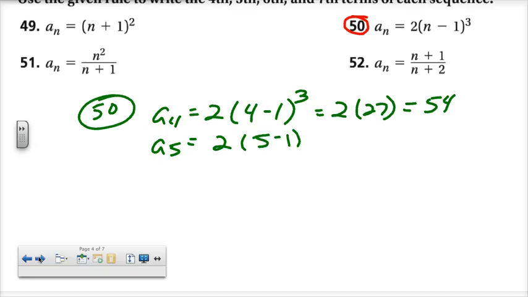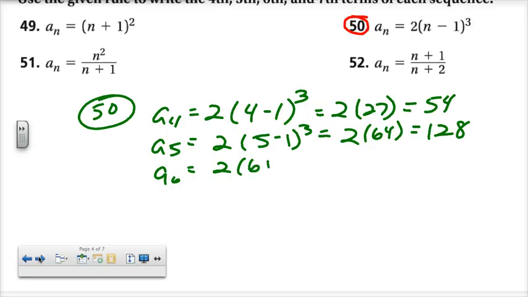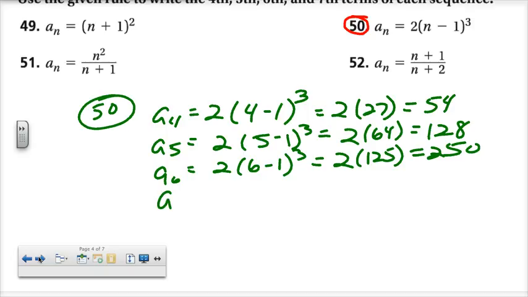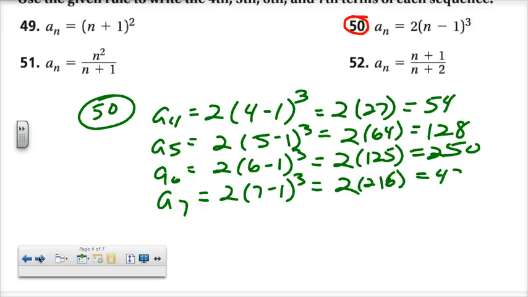5th term, 2 times 5 minus 1 cubed, well, that's going to be 2, and 4 cubed is 64, so 128. 6th term, 2 times 6 minus 1 cubed, and that's going to be 2 times 5 cubed, and 5 cubed is 125, so that is 250. 7th term, 2 times 7 minus 1 cubed, so 2 times 6 cubed, which is 216. And we'll multiply by 2 and we get 432. So 54, 128, 250, and 432. Just generating those next terms. Yeah, you can do 52 on your own. You just need to put your n values in there and then just work slowly and carefully.